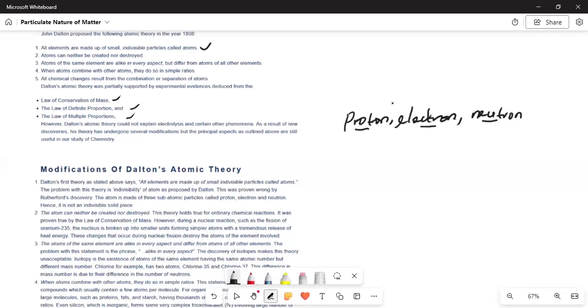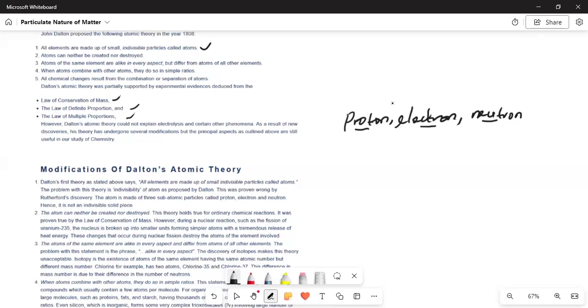Now, the third theory says the atoms of the same element are alike in every aspect, but differ from atoms of all other elements. The only problem here is the phrase alike in every aspect. They are not alike in every aspect because of the existence of isotopy. There are some atoms of the same element having the same atomic number but different mass number. Even though they are atoms of the same element, their masses are different, and we cannot say that they are alike in every aspect. The masses alone differentiate them.